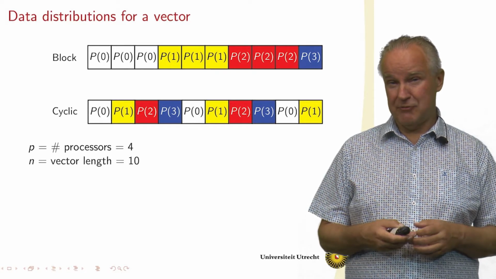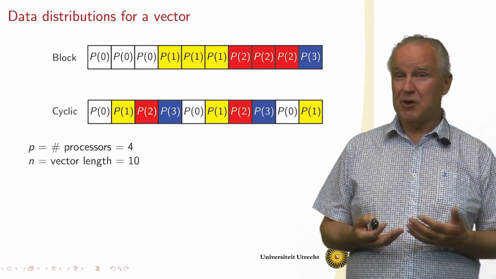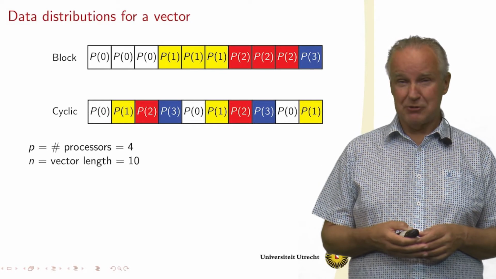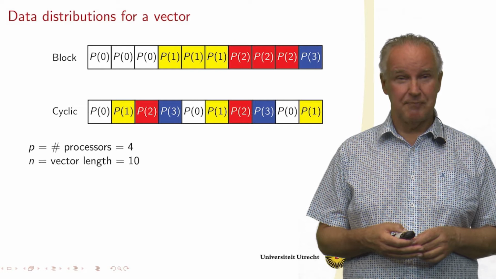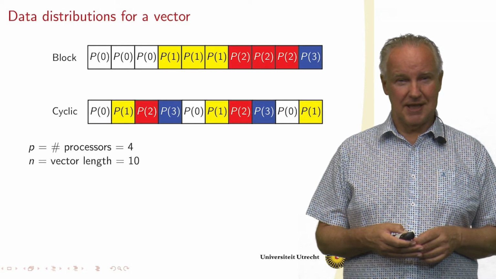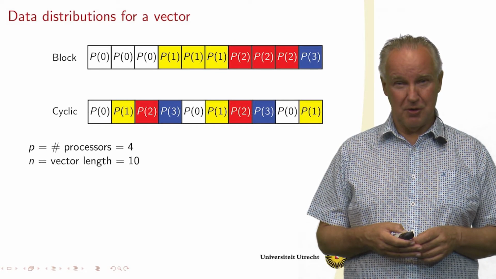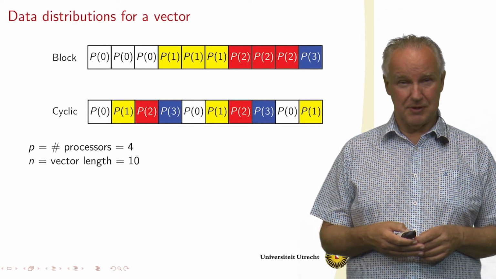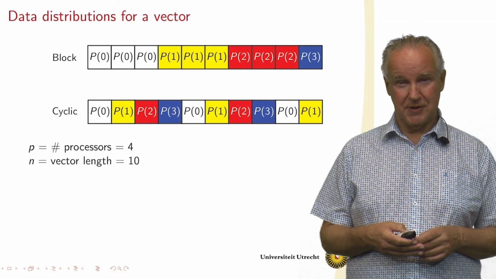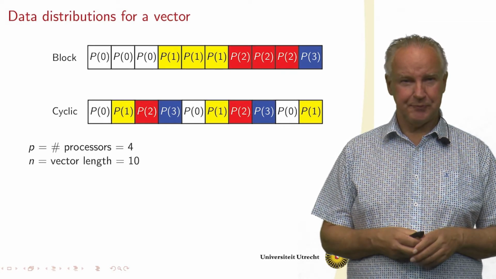There are different ways of doing that. We would like all processors to have about the same number of vector elements. And here we see that on the top we have a block distribution, and on the bottom it's a cyclic distribution. And they are different. We're going to analyze them.